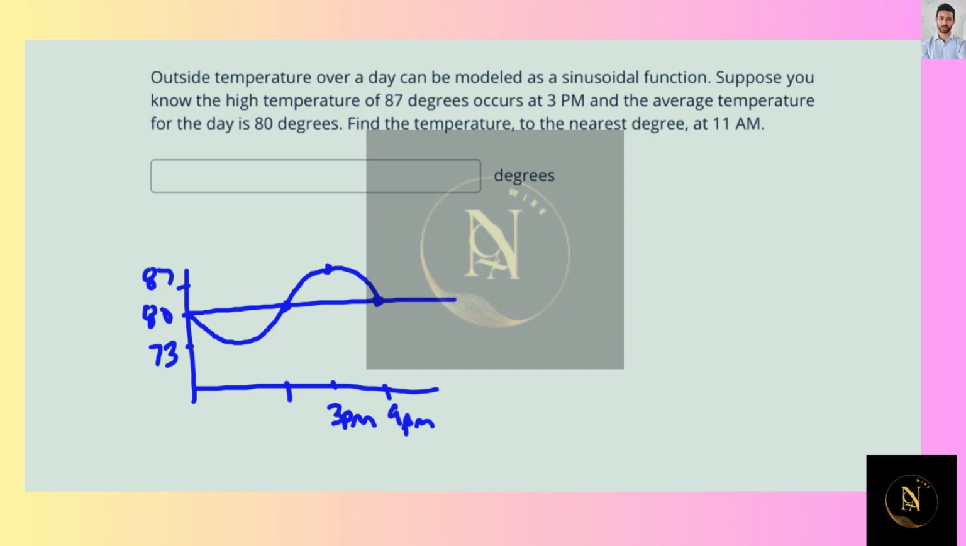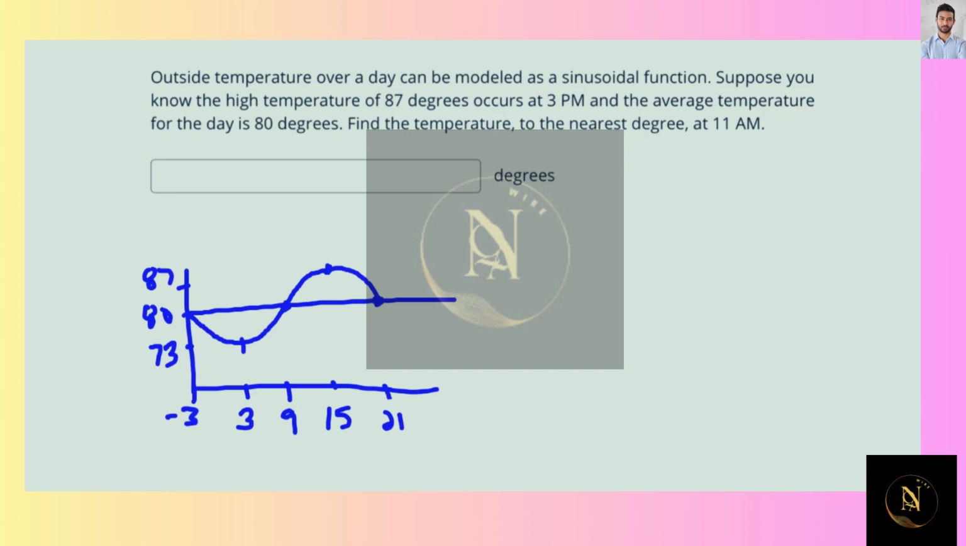let's do it this way. 3 p.m. is, in military time, 15. And then this would be at 21. Every 6, so that'd be at 9. This would be at 3, and this would be at -3. So 11 a.m. is what we want to find to the nearest degree.